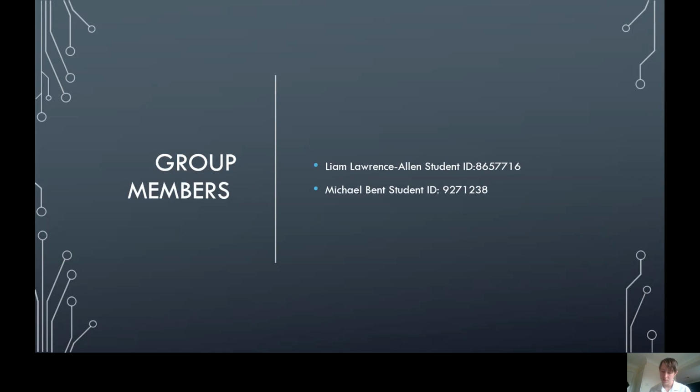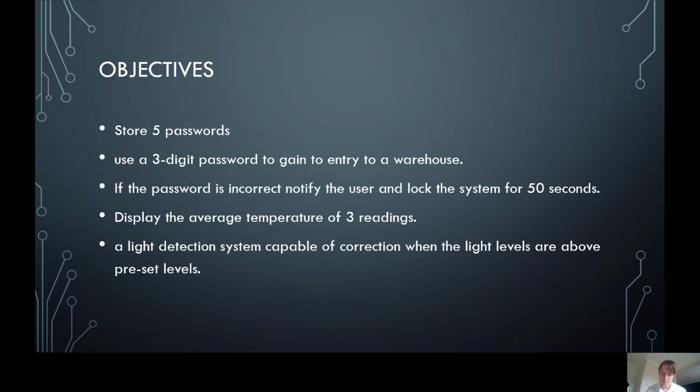In the final project group, I worked alongside Leah. The aim of the project was to create a system that could accept 5 passwords and store them for future checks, as well as check the light level and temperature of the factory after the password was correct. If the password was wrong, then a 50-second system lock was to be implemented.